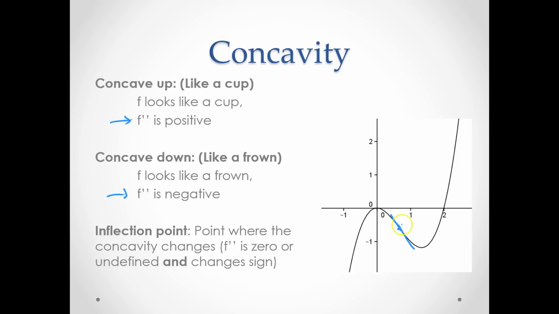So a graph is concave up if we have a positive second derivative. I'm going to show you why that is in the next slide. And it's concave down if we have a negative second derivative. So this entire first portion of the graph here until the inflection point must have a negative second derivative, and then the second derivative over here is going to be positive. And we'll see why that is in a second. The inflection point is where we have that change in f double prime.